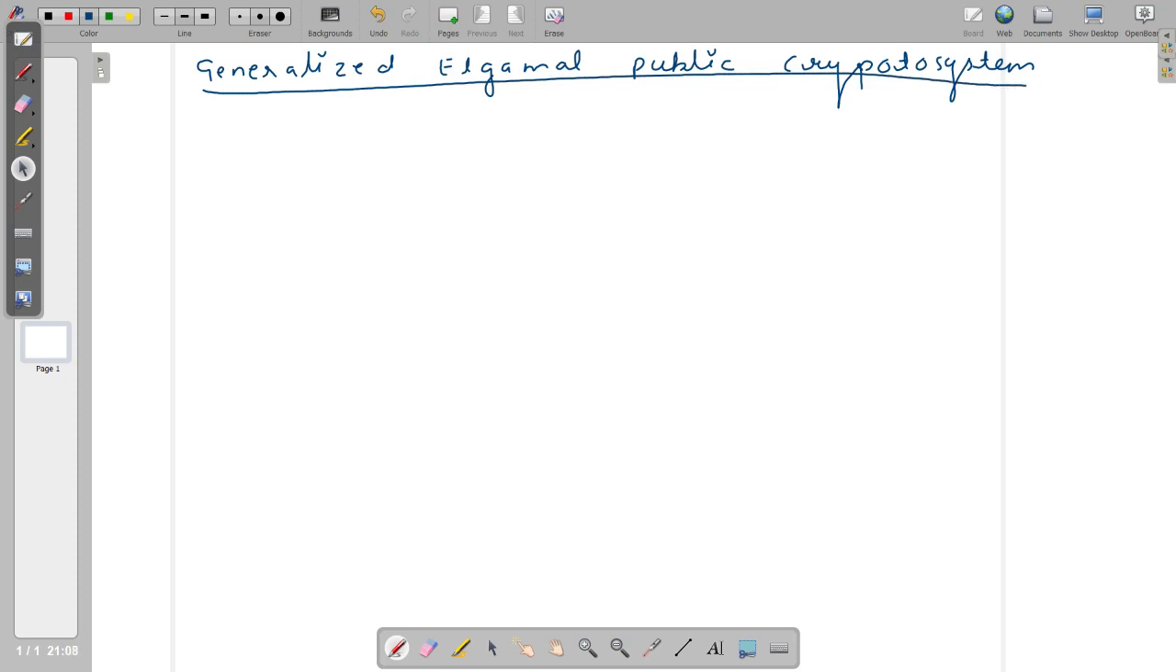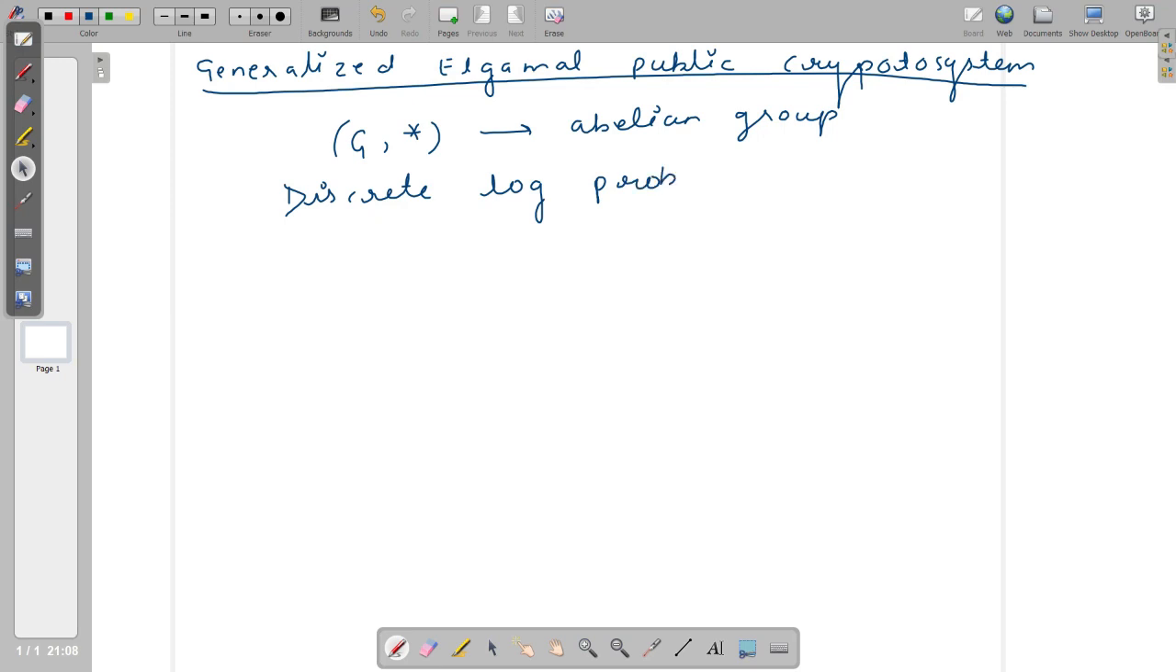This can be over any group. Let's say G star is an abelian group, so this can be over any group. For the Elgamal cryptosystem, we need to define the discrete log problem for G star. If you remember, the Elgamal cryptosystem is based on the discrete log problem. So for this G star being an abelian group, for defining the Elgamal public key cryptosystem on this G star, first we need to define the discrete log problem on G star.